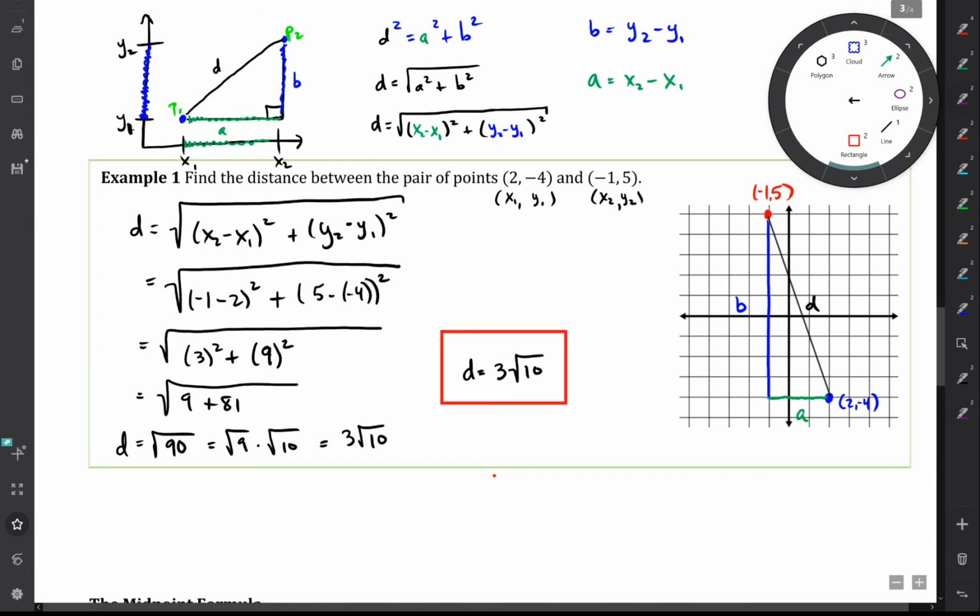Okay, so there's my final answer. This distance is 3 times the square root of 10.